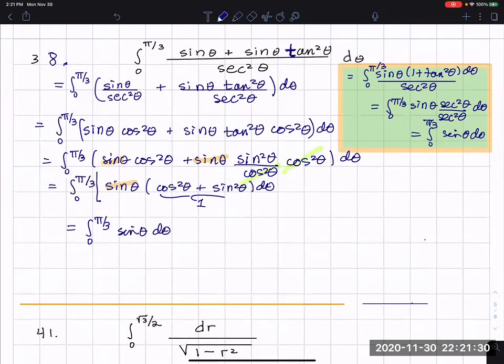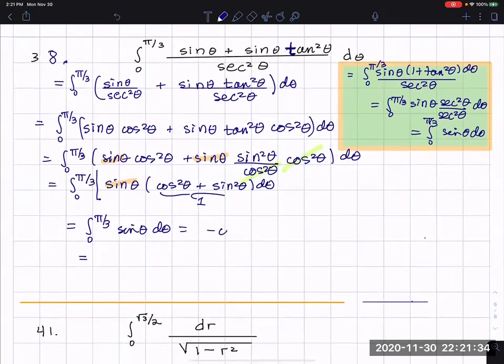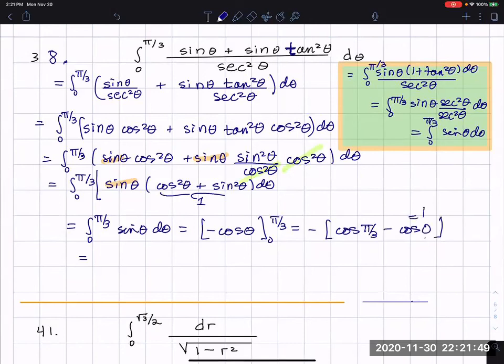Now, the antiderivative of sine theta is negative cosine theta. And then it's up to me to get this wrong. I put in pi over 3, I'll take out the negative. So I'll get cosine pi over 3 minus cosine 0. Hopefully we know cosine of 0 is 1, and then cosine pi over 3 is 1/2, which can be seen by drawing a 30, 60, 90 triangle. So pi over 3 corresponds to 60 degrees.